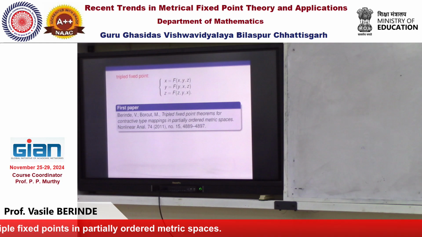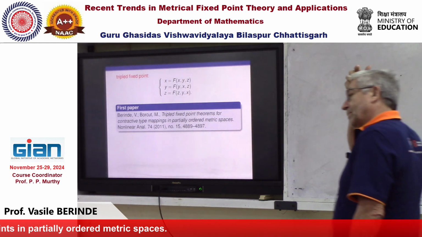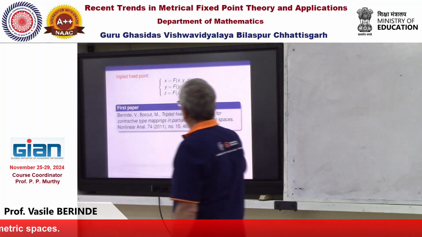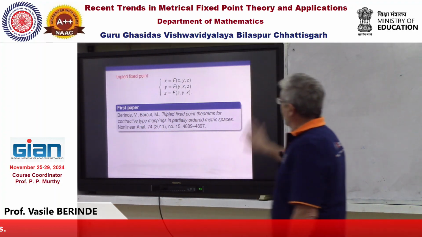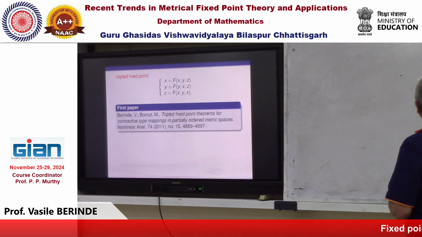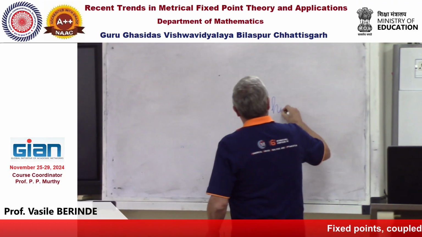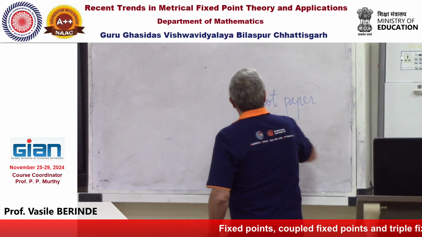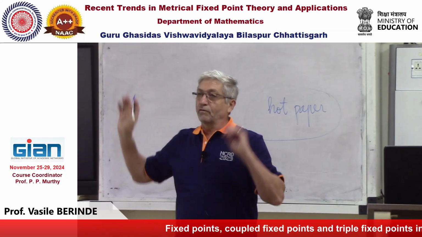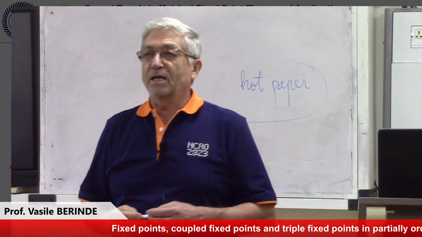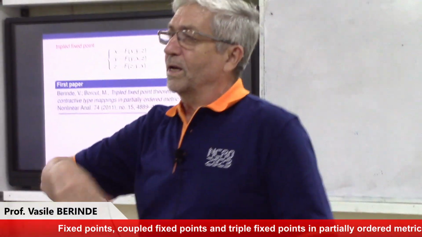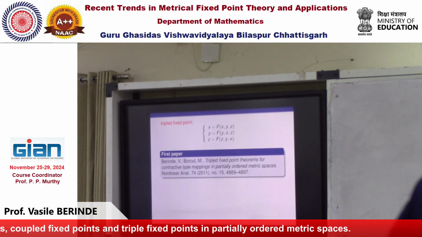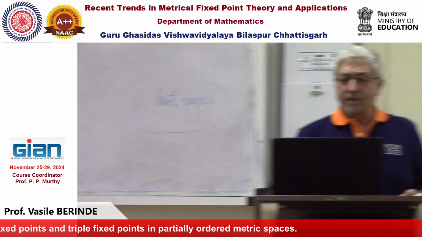And we published together because he had a gap in a proof. I repaired it and we published together, and this was what is called a hot paper. It is extremely cited. A lot of authors consider triplets, quadruplets, multiple fixed points, and many other results were developed after this.